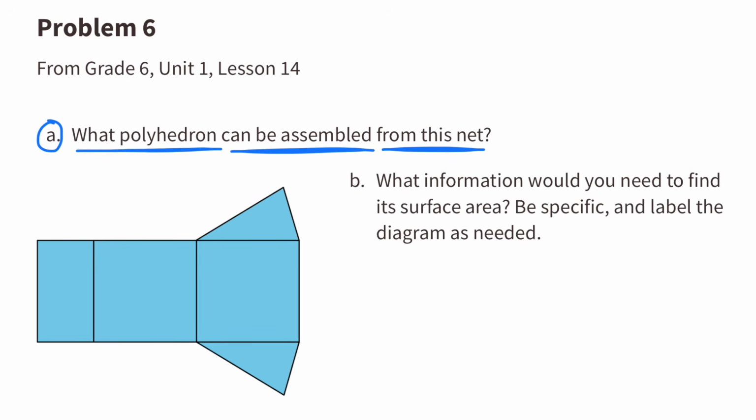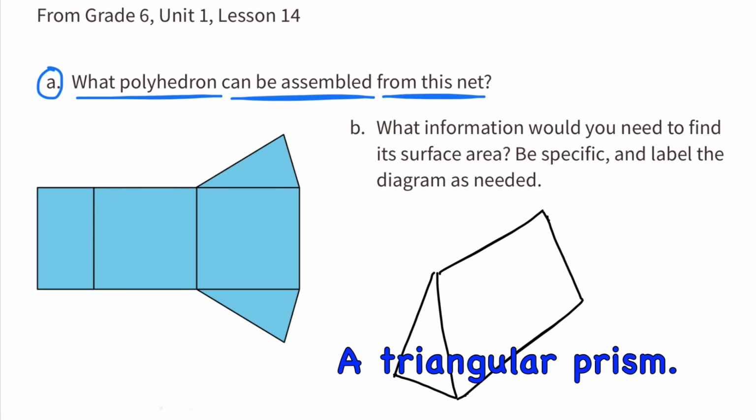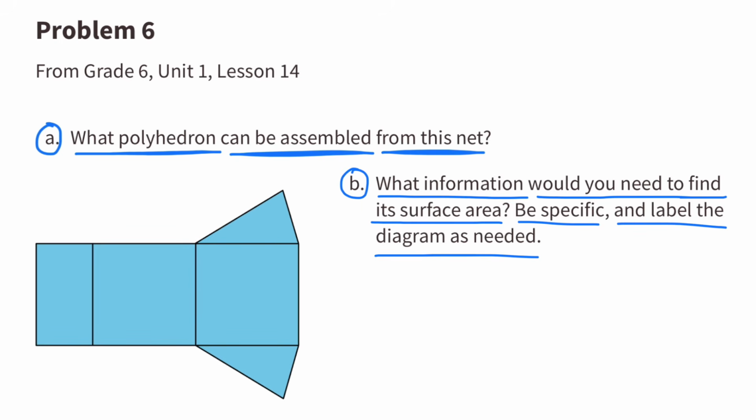Number 6. A. What polyhedron can be assembled from this net? A triangular prism. B. What information would you need to find its surface area? Be specific and label the diagram as needed.